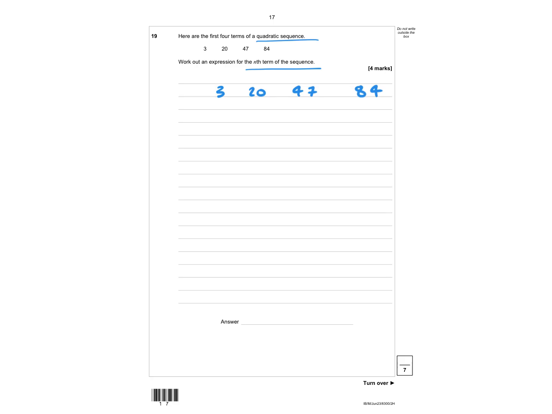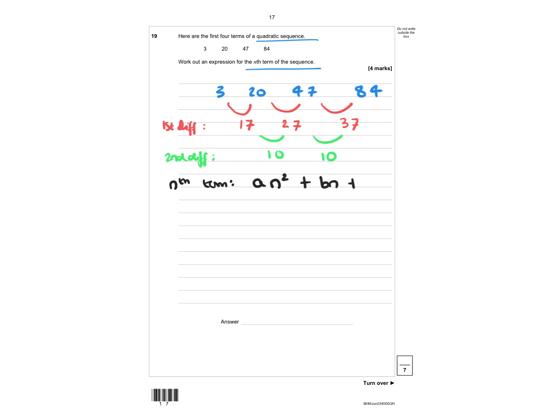Now, I'm going to work out the first layer of differences. So 3 to 20 is plus 17, 20 to 47 is plus 27, 47 to 84 is plus 37. So my first differences are as follows. Now, my second differences are obviously 10, and they're the same because this is a quadratic sequence, so we would expect that. Now, the nth term of my quadratic sequence takes a quadratic format, an squared plus bn plus c. And we can use this technique to work out what a, b, and c are equal to.